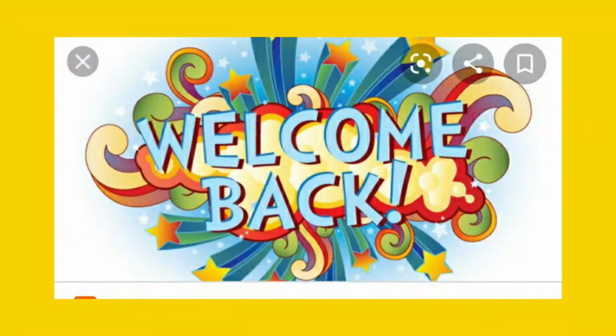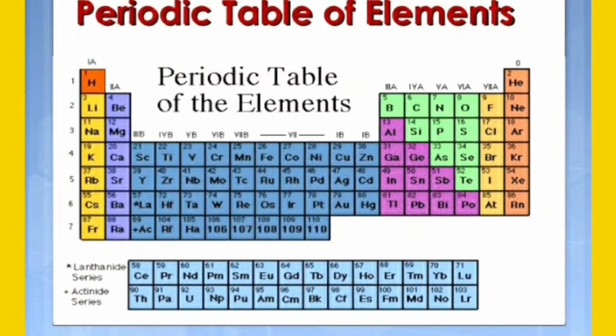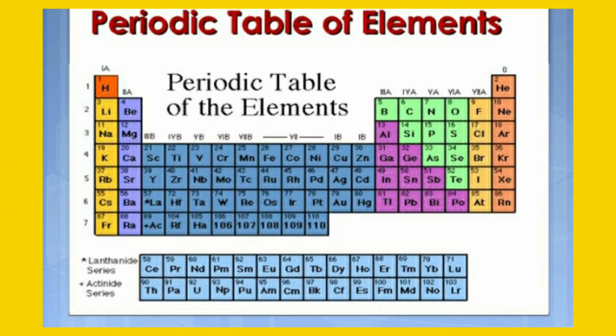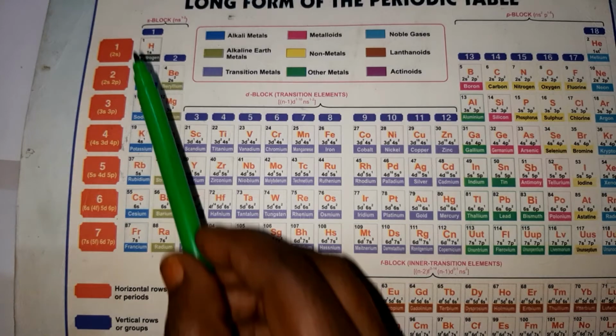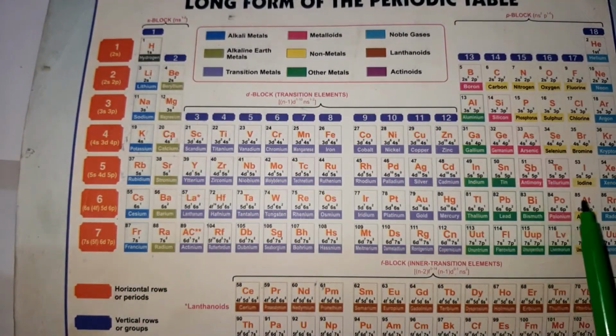Hi students, in this video I'm going to explain to you about the physical properties of the periodic table. Chemists officially recognize around 180 elements. The table starts with the simplest atom, hydrogen, and then organizes the rest of the elements by atomic number. The order of the elements corresponds with the increasing mass of each atom.